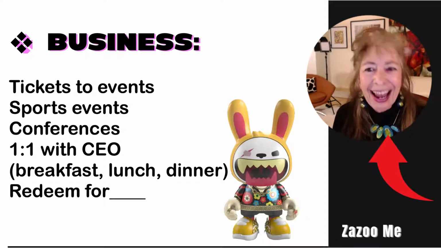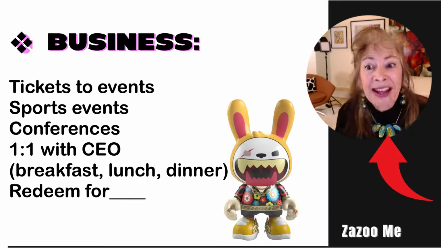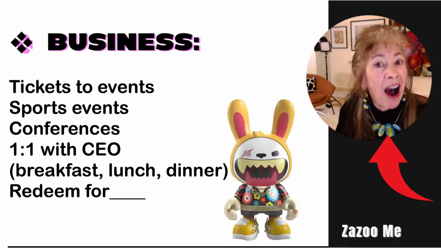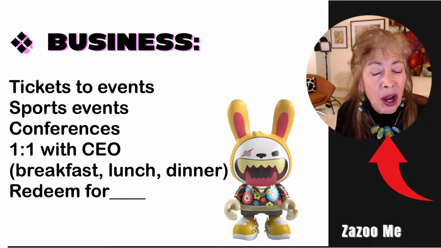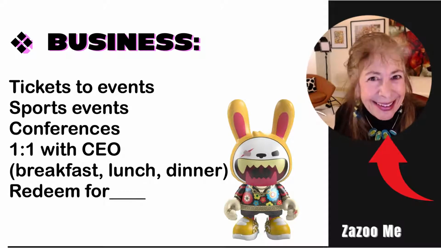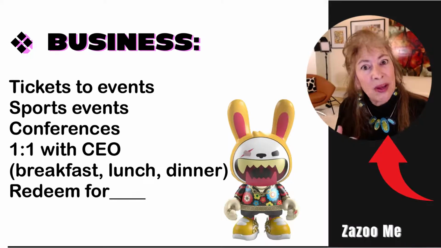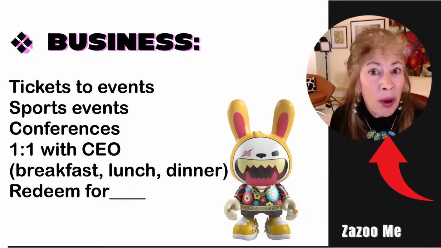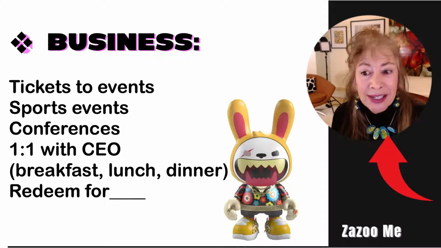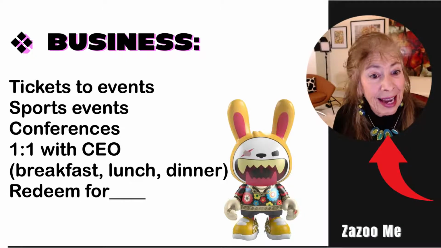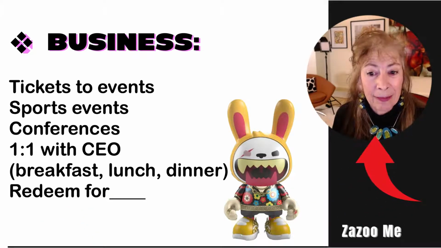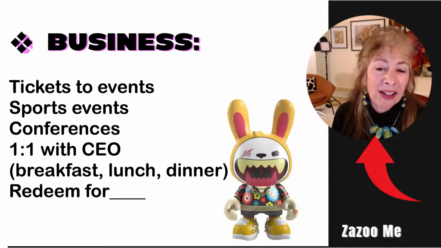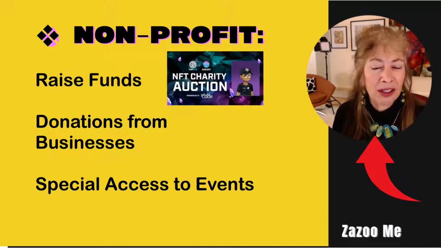What if you're a business? Well, you can offer tickets to events, sports events, conferences. You can offer a one-to-one with the CEO or the CTO or someone in the company that people would like to speak with directly. You can do a brunch, you can do a breakfast, you can do a dinner, whatever. Or once again, you can redeem the token for XYZ. And that is always something everybody wants to know.